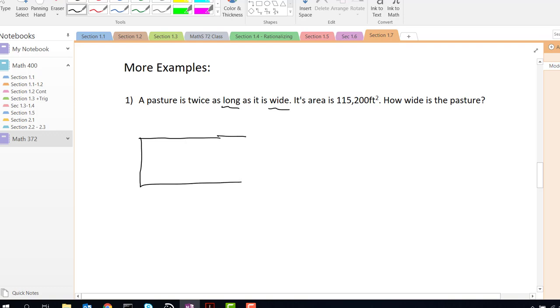And it's telling me that the area is 115,200 square feet. It says a pasture is twice as long as it is wide. So if this is the width and this is the length, then I can relabel my rectangle to illustrate that. So if this is the width, the length is twice as long, right? So this will be 2W.